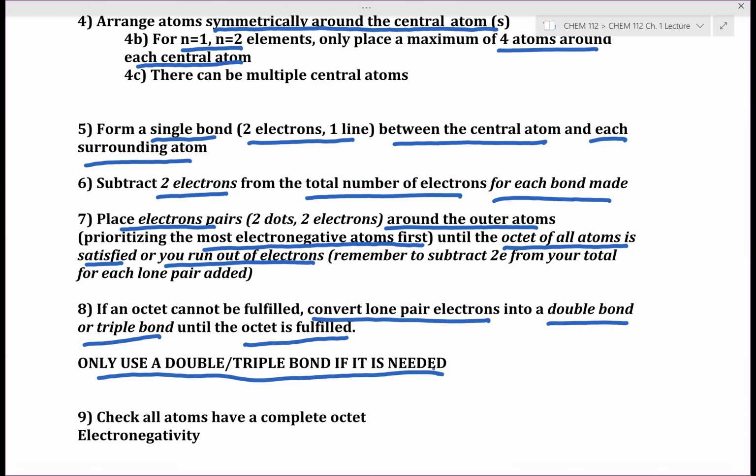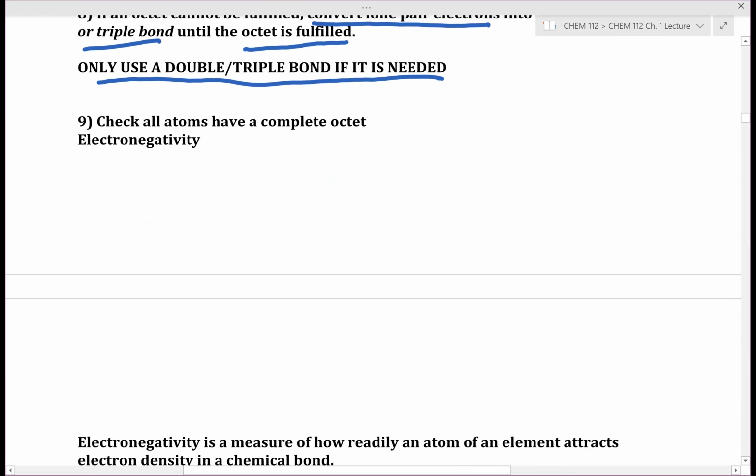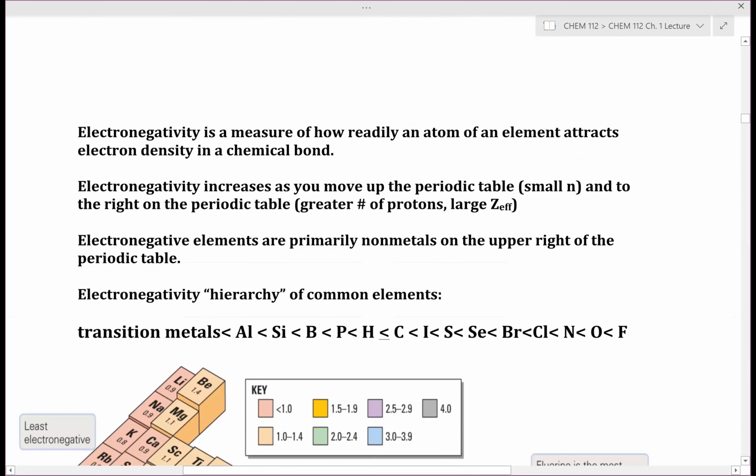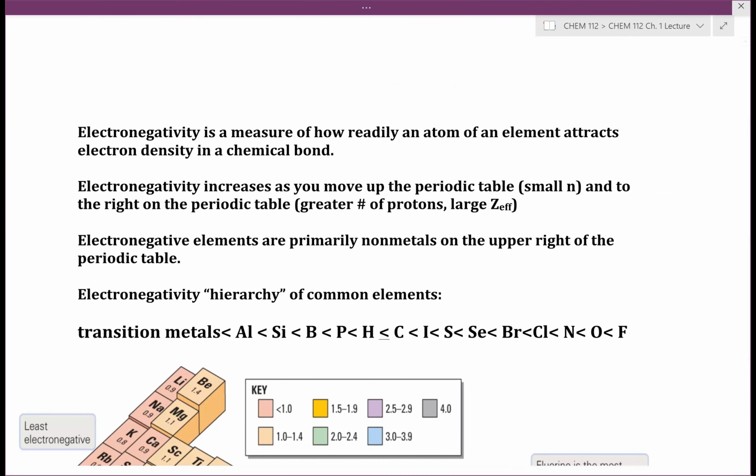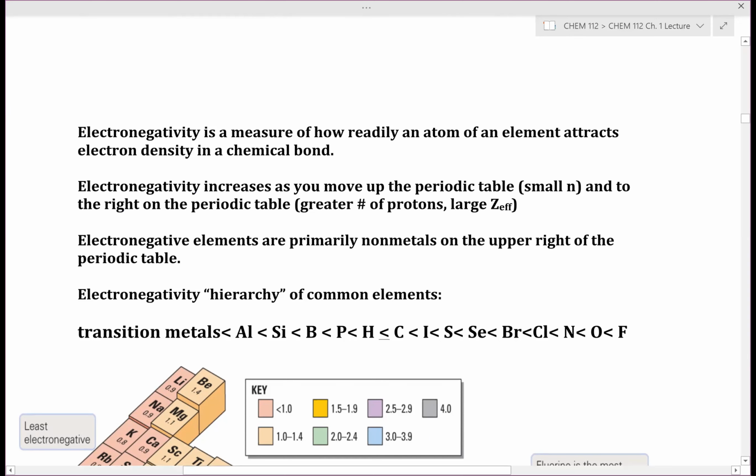Now, I mentioned the word electronegativity. So let's talk a little bit about electronegativity, and let's show the electronegativity table. So what is electronegativity? Electronegativity is a measure, quite simply, of how readily an atom of an element attracts electron density in a chemical bond.